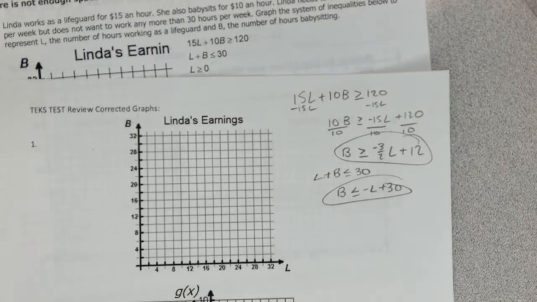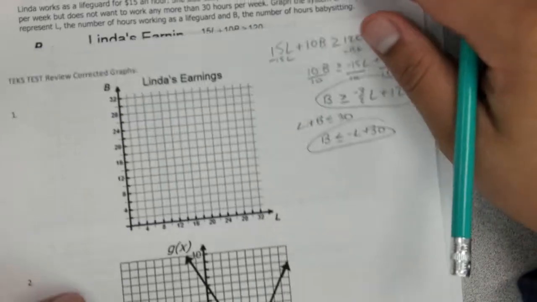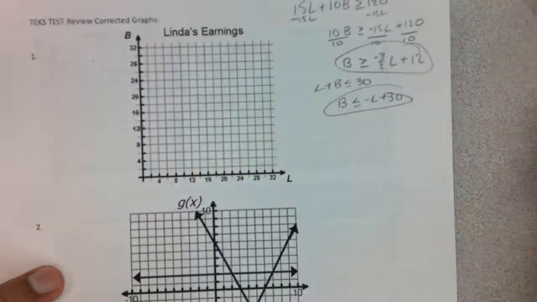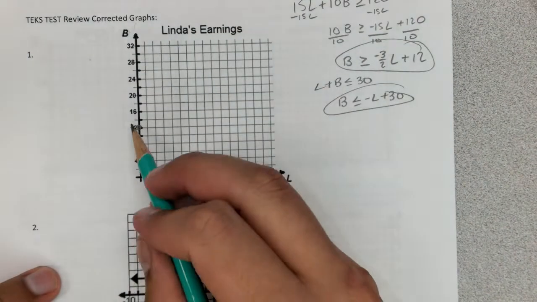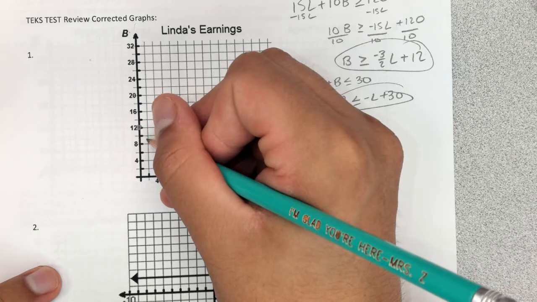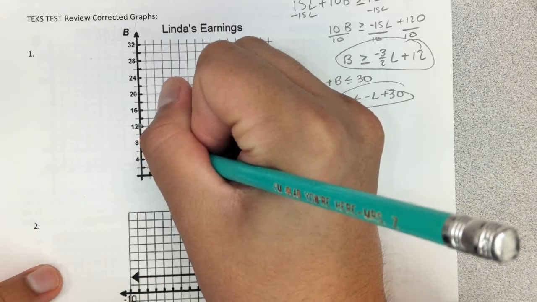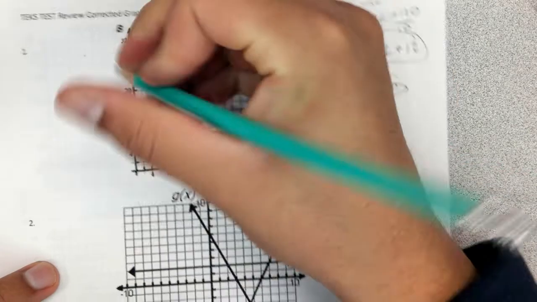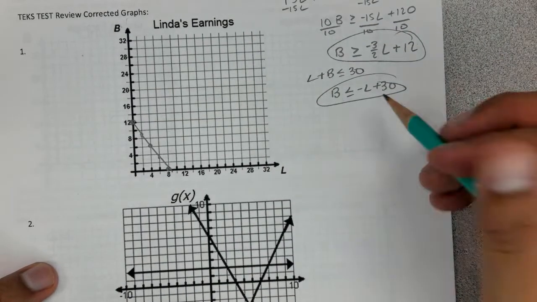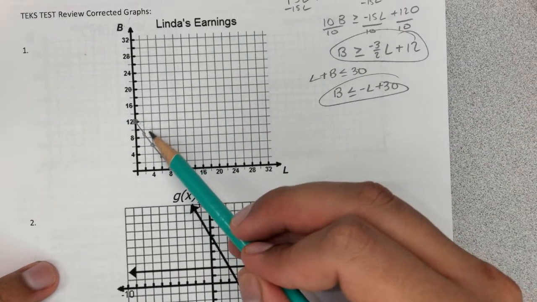Since they're both in slope-intercept form, they tell us the y-intercept and the slope. Let's start off with this one. This one has a y-intercept of 12 and a slope of negative 3/2. But be careful, the scales are going by 2's. So if I go down 3, I go here, and if I go right 2, it's right here. Again, because the scales are by 2's. Down 3, right 2, down 3, right 2. Alright, so that's that one. And since the sign is greater than or equal to, we're going to shade everything above it.